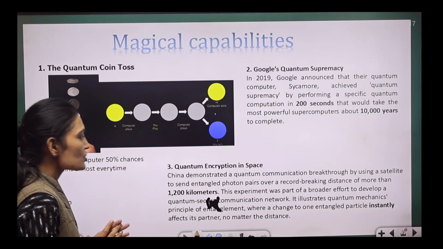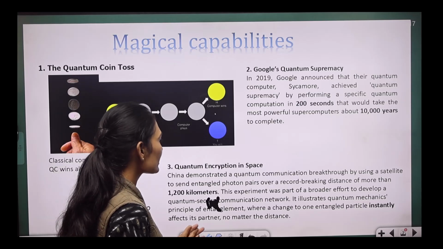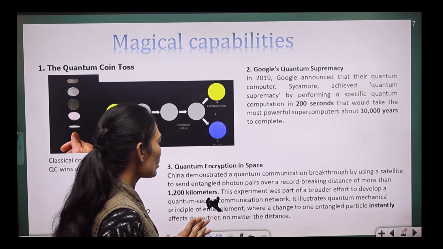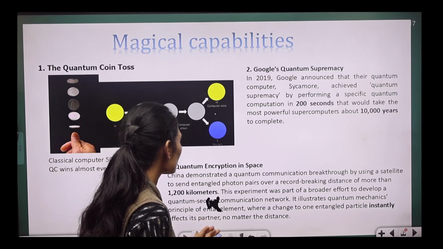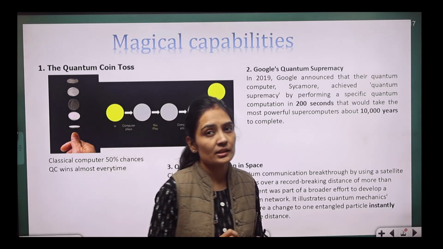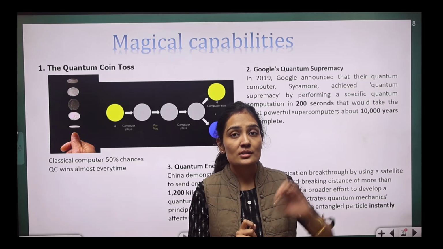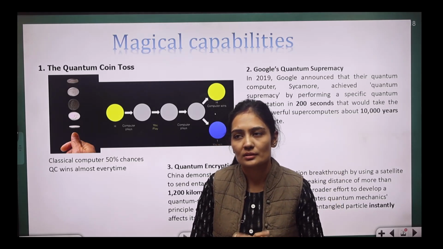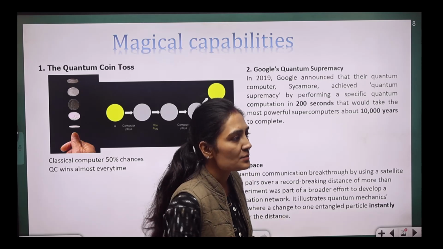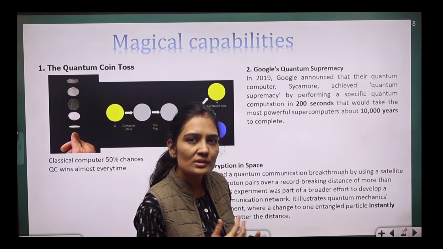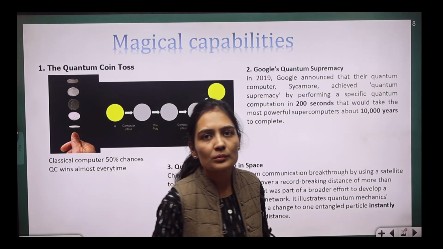Then recently, China has announced that they have done a telecommunication at a 1200 kilometer distance instantaneously. Means they have sent data instantaneously to a distance of 1200 kilometers. In subsequent lectures, we will see how these things are done by a quantum computer.